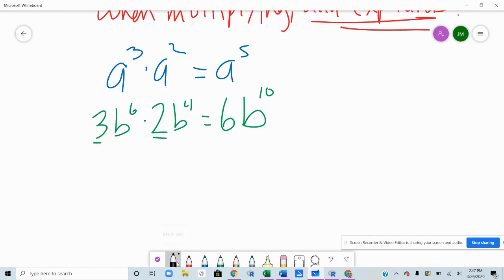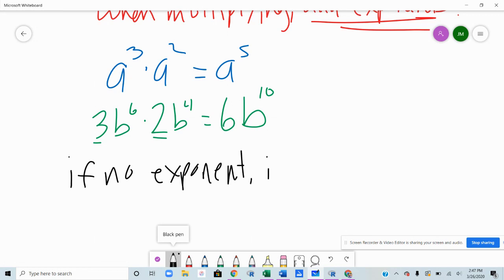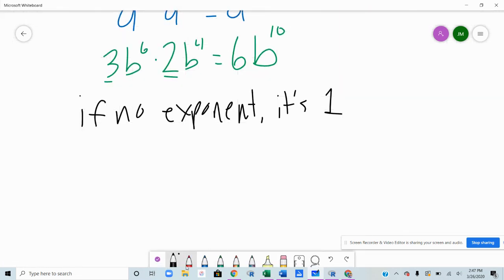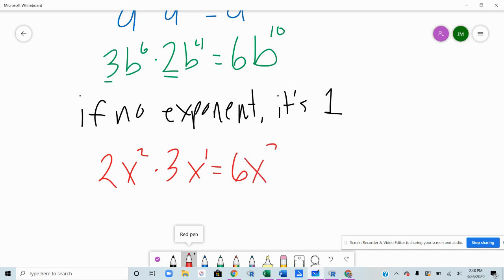Another important thing to remember, if no exponent, it's 1. So if you have 2x squared times 3x, 2 times 3 is 6, 2x squared and x, there's an x to the first, gives you x to the third. Okay.